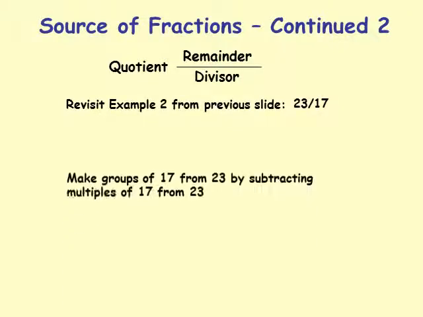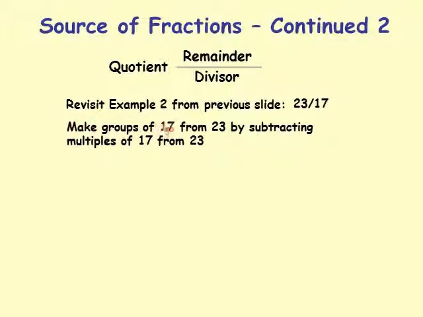How do we do that? We'll make groups of 17 from 23 by subtracting multiples of 17 from 23. So we'll start subtracting 17s and make a group that will give me the quotient. Anything left over would be the remainder. Let's see how that goes. So 23 is equal to, we just subtracted 17 from here. This is going to give me one group, and this is going to give me my first remainder and also the last remainder, because 23 minus 17 is 6, and I cannot take any more 17 from here.